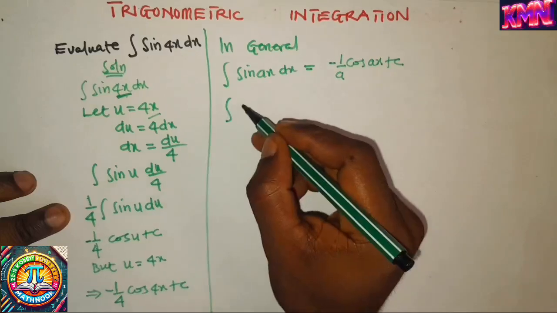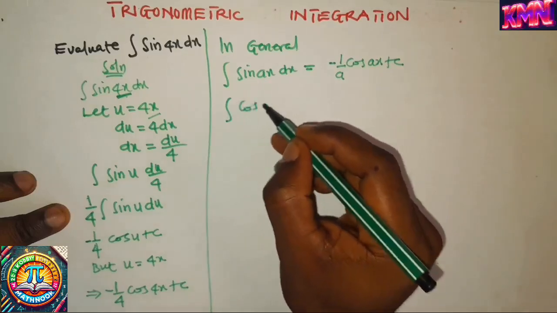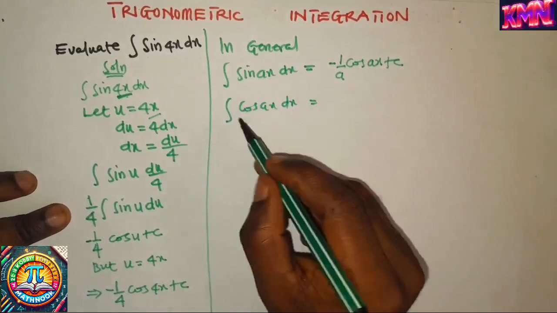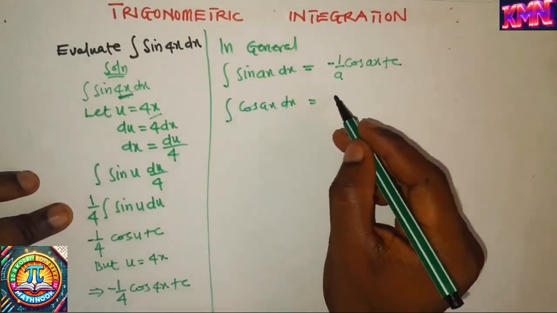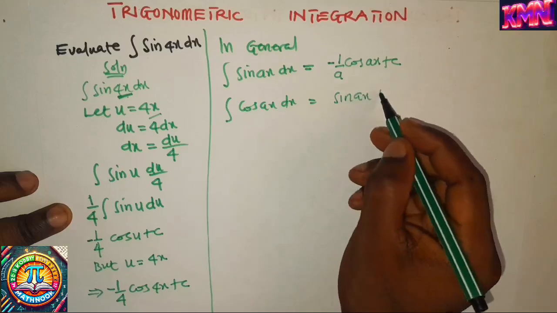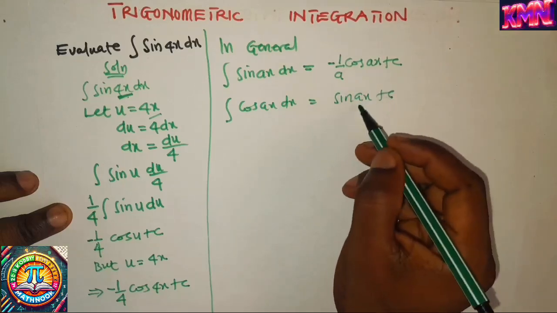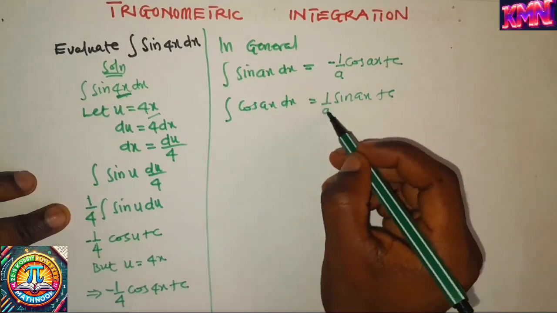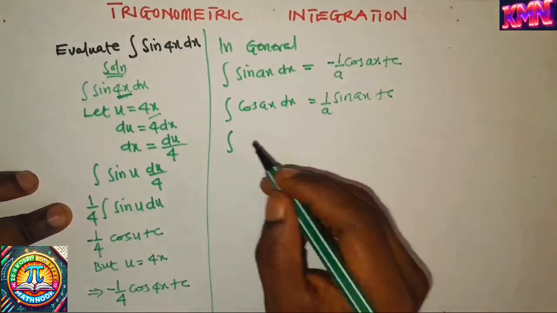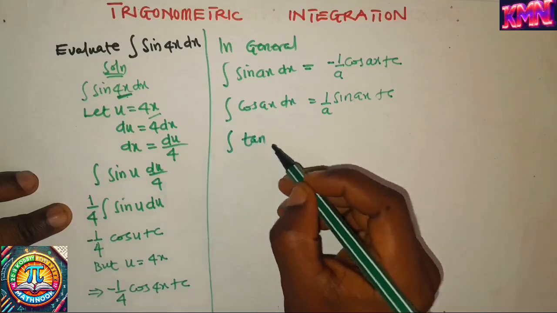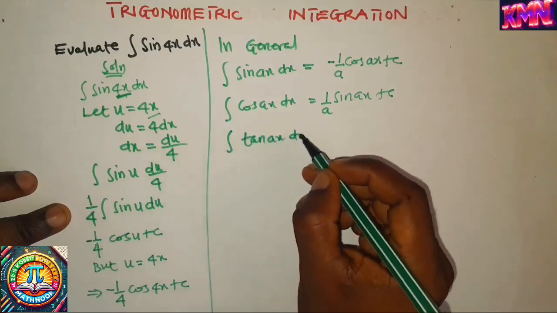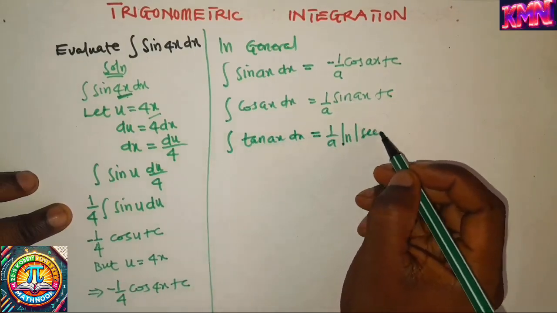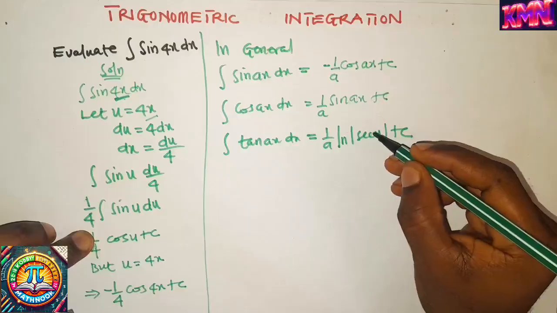Also, the integral of cosine of ax dx will give us the integral of cosine of ax, which is sine ax plus c. And we multiply this by the reciprocal of the differential of the ax, which is what? 1 on a. Also, assuming we have tan ax dx, that will be 1 on a ln sec ax plus c. Sorry, there will be an a here.